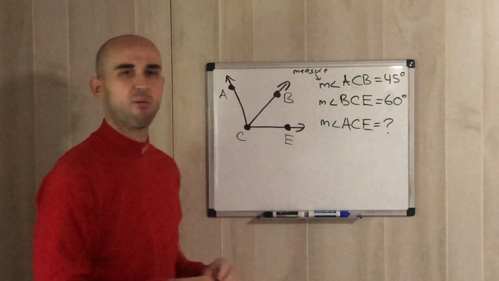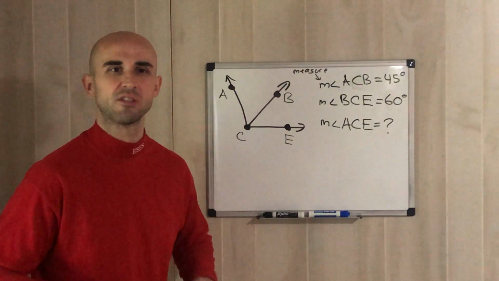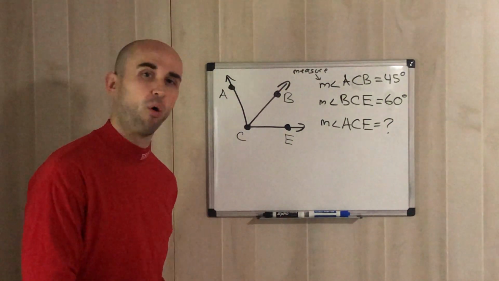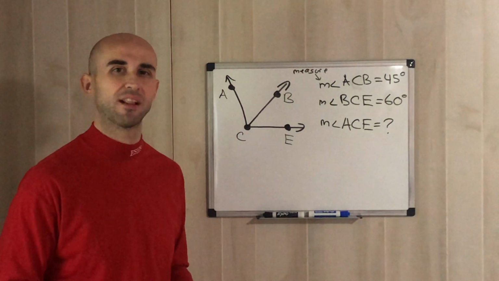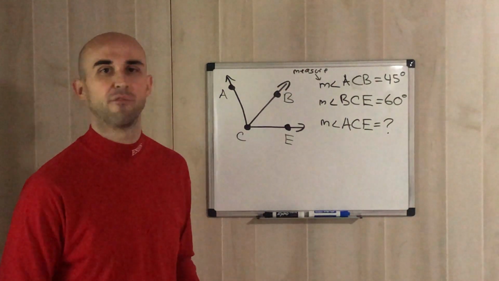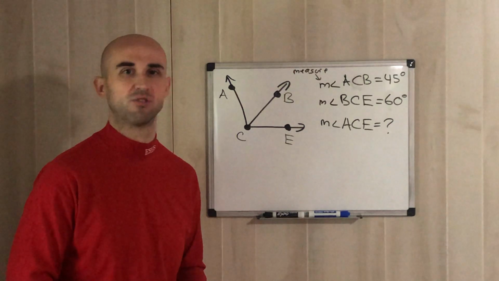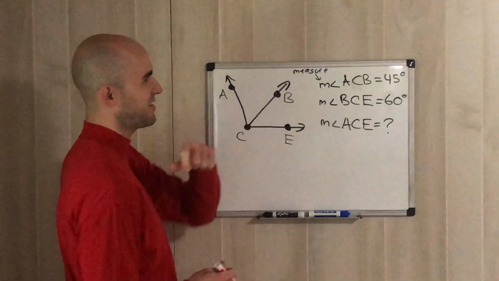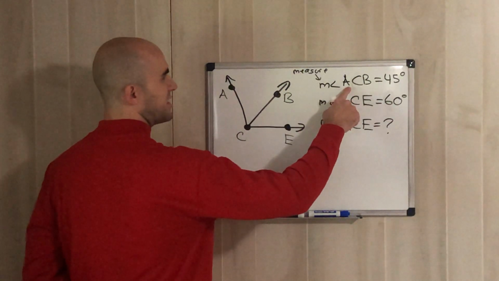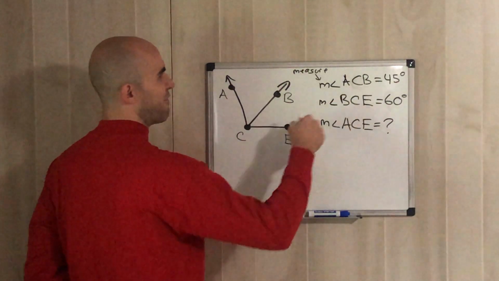What we did last week when we worked with segments and finding the measures, it was knowing if you're trying to find the whole thing, or whether you're trying to find a part. If you were trying to find the whole segment last week, you add. If you were trying to find a part of a segment, you subtract. So it's a lot of times easier just to see it in the picture than it is to see it written out. So we see that ACB is 45 degrees, right?